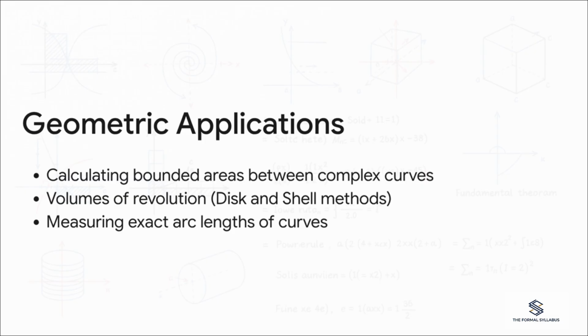We can calculate the volume of a 3D rotated solid using the disk and shell methods, literally calculating the volume of an object by sweeping a 2D curve through three-dimensional space. It's wild to think about. And by using derivatives and integration together, we can measure the exact, true length of a bent wire or a sweeping mathematical curve, which we call arc length.